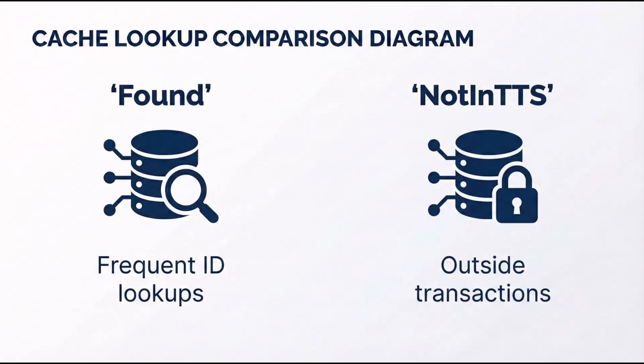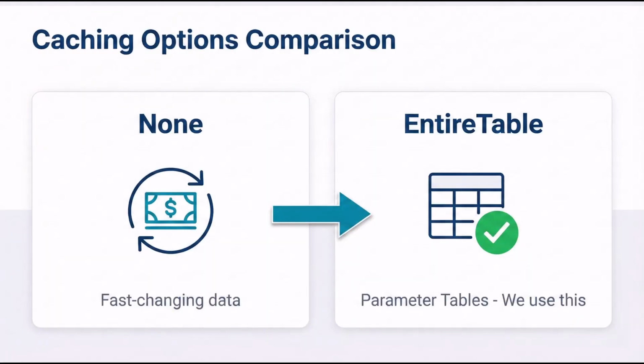So just to elaborate on CacheLookup options, Found is typically used for master data where records are accessed frequently by ID, like customer groups. NotInTTS is similar, but it ensures the cache is only used outside of transactions. This is usually safer for larger master tables to ensure data consistency. Then we have None, which we use for transaction tables because the data changes too fast to cache reliably. And finally, EntireTable, which is what we are using here. It loads everything into memory at once. It's perfect for parameter tables, but impossible for large datasets.